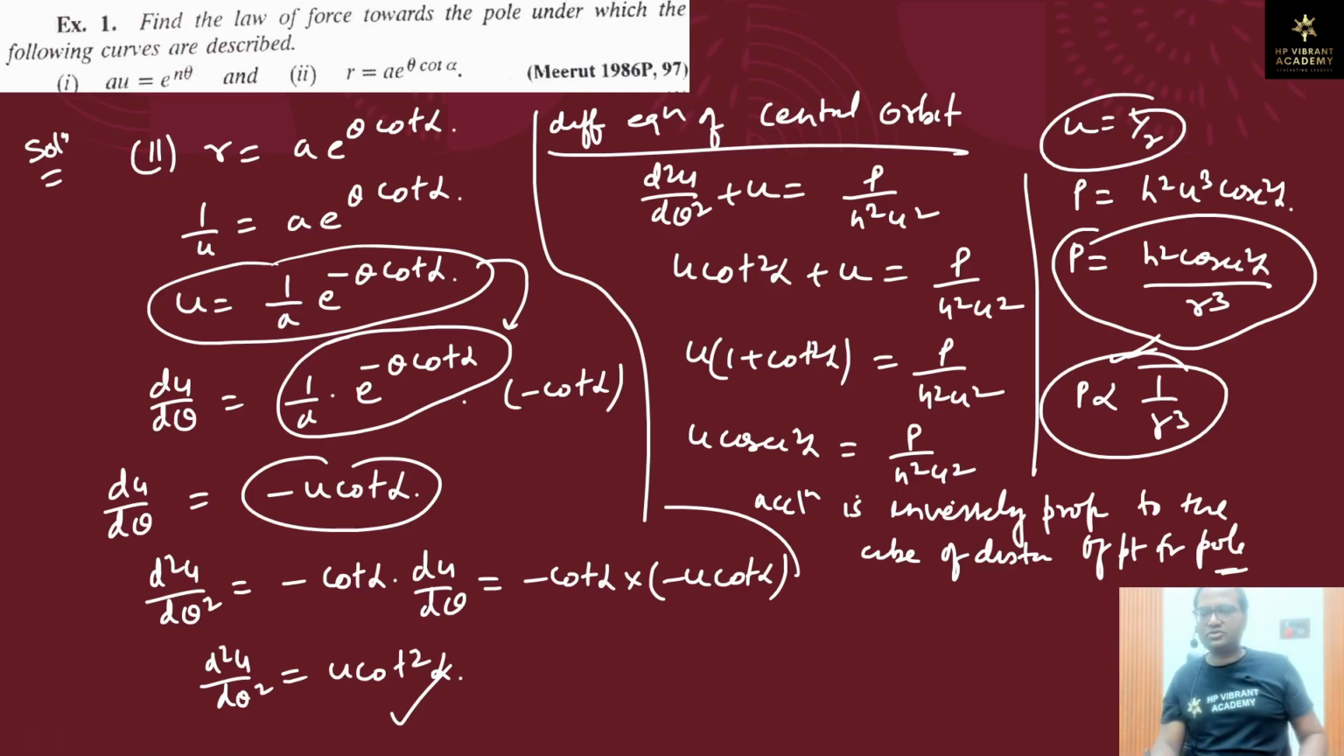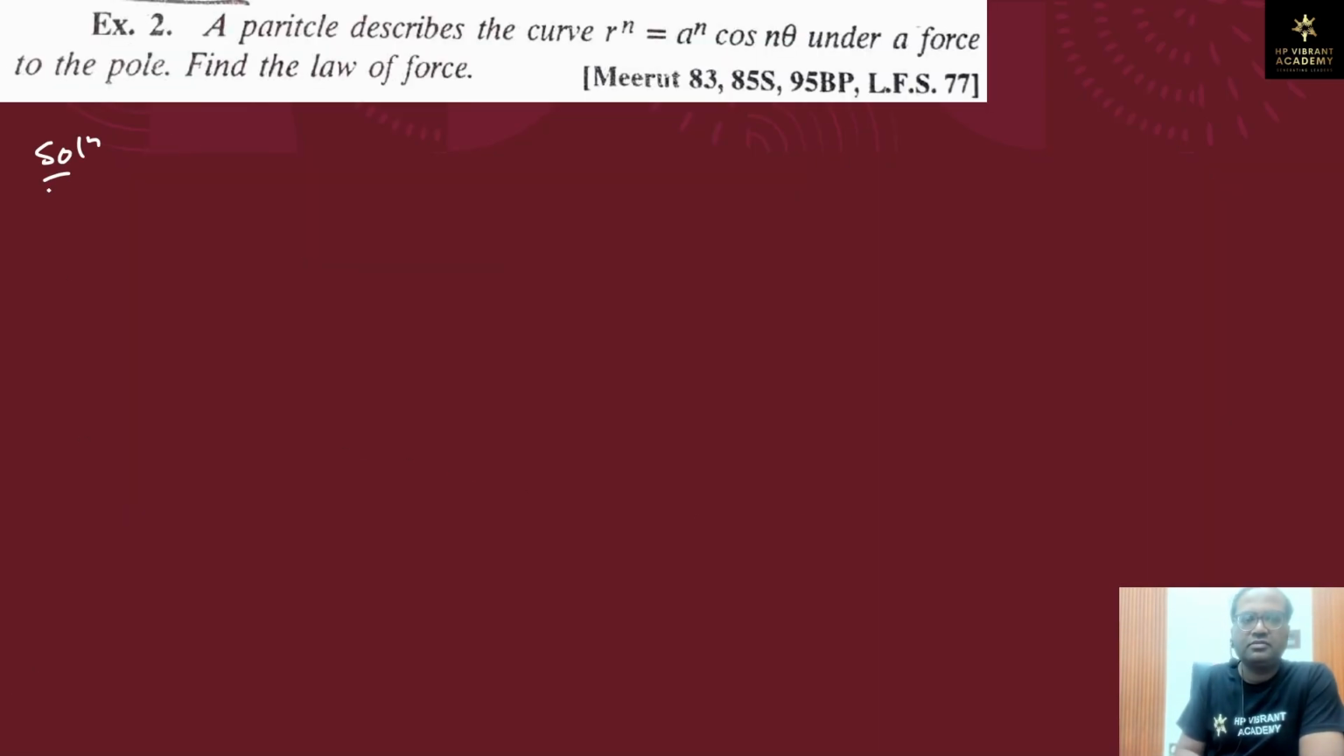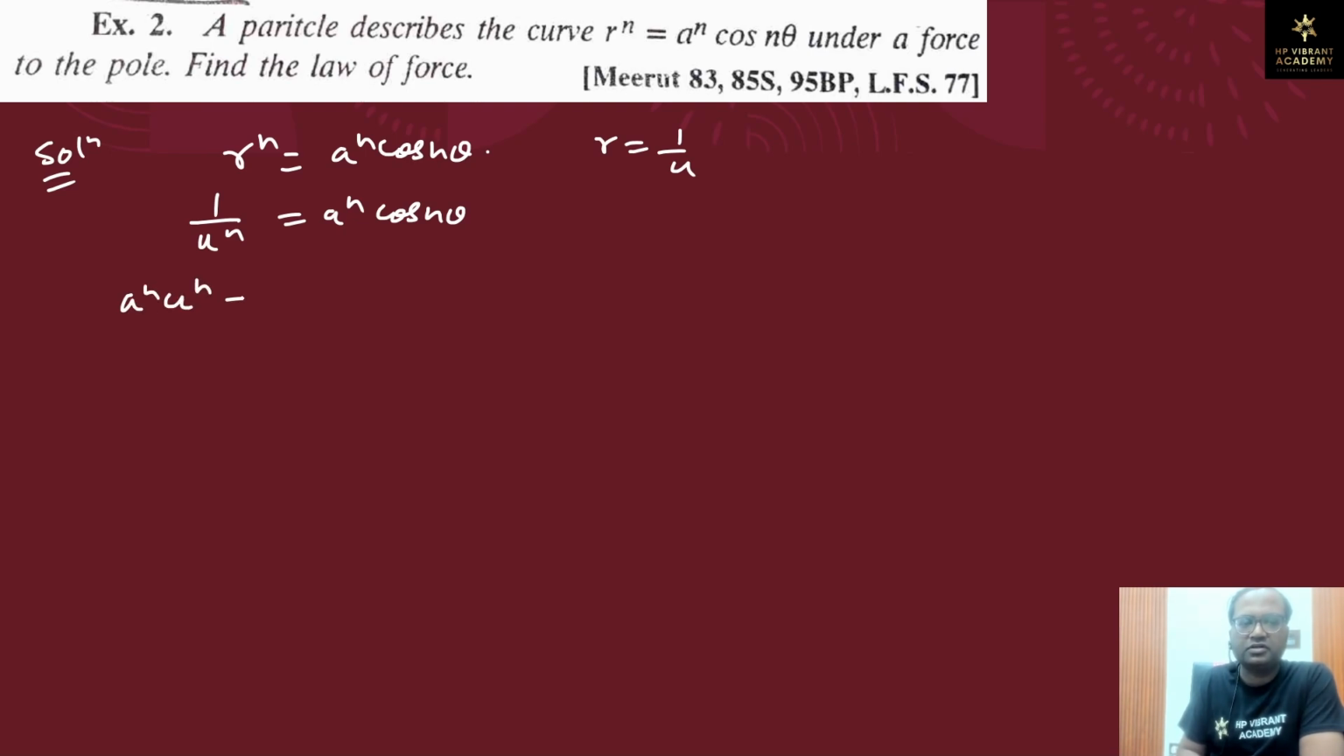Okay, so let us discuss question number 2. How we can solve this? So we have the equation as r to the power n is equal to a to the power n cos of n theta. Okay, and we have r is equal to 1 upon u. So let us place this: 1 upon u to the power n is equal to a to the power n cos of n theta. So from here we have a to the power n u to the power n is equal to, we can write cos n theta as 1 upon sec n theta. This is sec of n theta. Okay, so this is equation 1, this is equation 2.